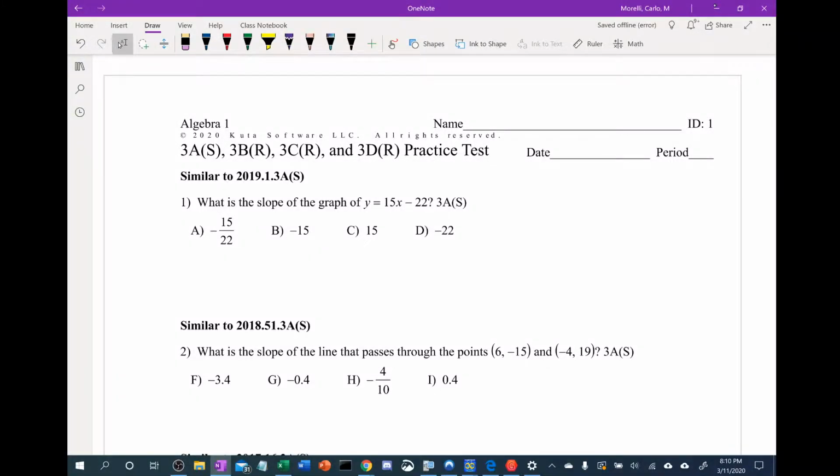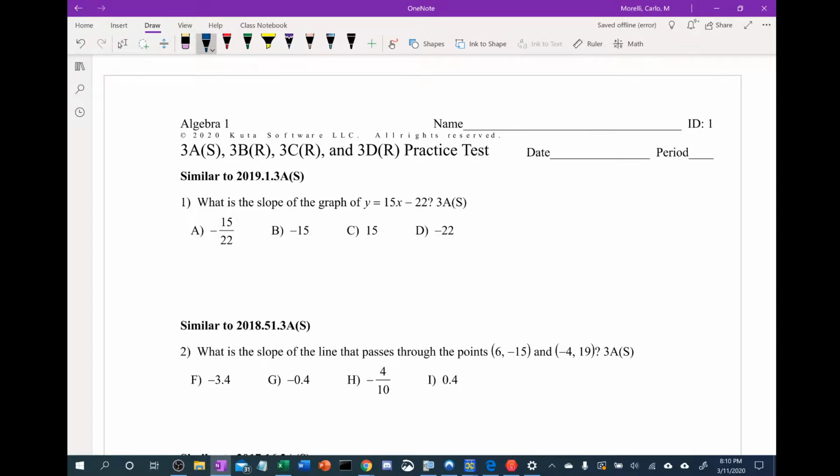All right, so in this video, we're going to work through this practice test for TEKS 3A, 3B, 3C, and 3D. We'll start with number 1. This question is similar to question 1 from the 2019 test. What is the slope of the graph of y equals 15x minus 22?